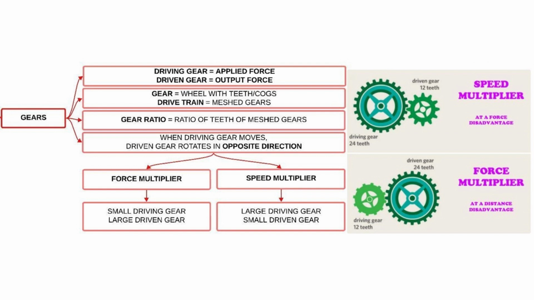And again, it can be a force multiplier or a speed multiplier. When it's a force multiplier, we've got a small driving gear and a large driven gear. And when it's a speed multiplier, we've got a large driving gear and a smaller driven gear. My diagram on the right-hand side points this out.